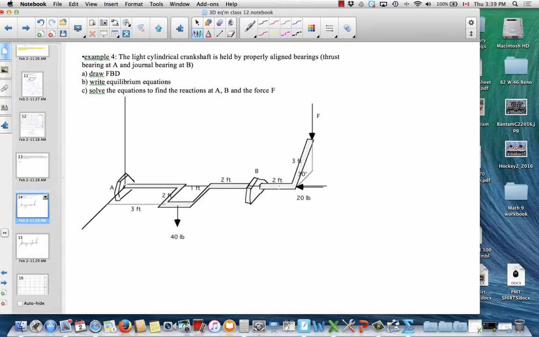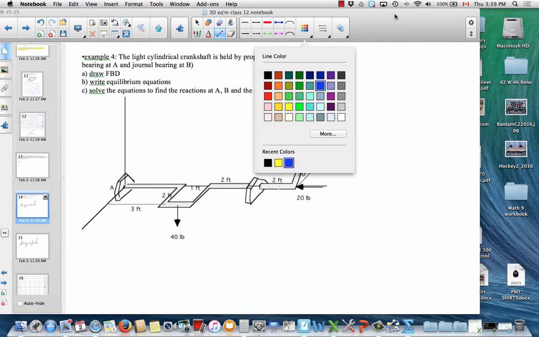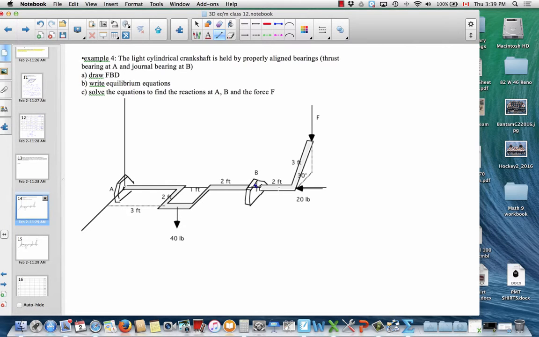Here I said that you should do the force diagram yourself, but because this is the first one of these you're doing, I'll just tell you at B, there is a Z force and there is an X force. There cannot be a Y force because it slides through smoothly.